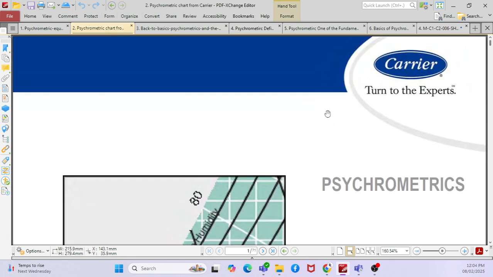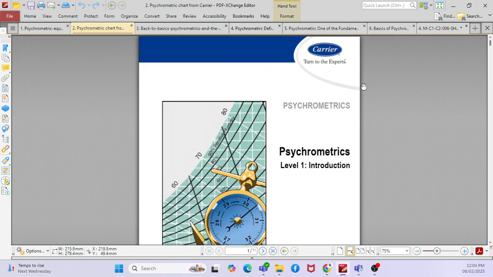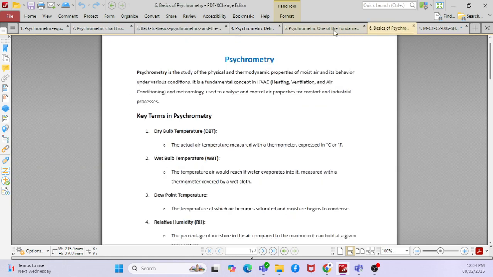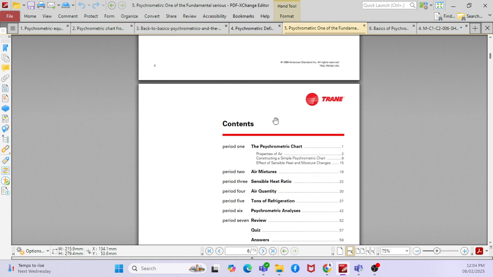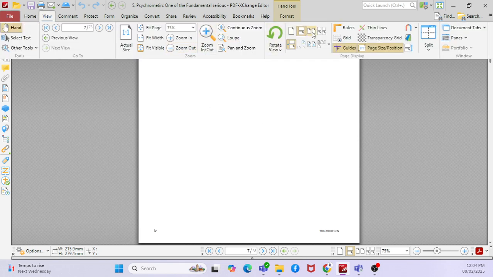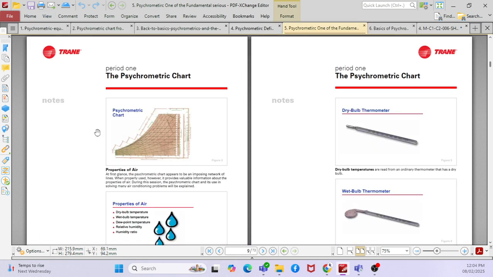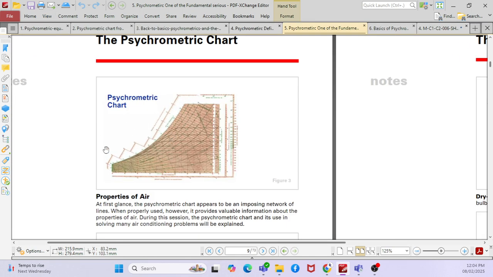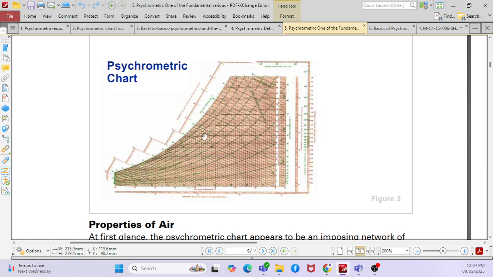Say for example, if you go to the psychometric chart from one of the manufacturers, say Trane, you can see that there is a psychometric chart. You will find it on the internet, or there is a paper version, basically a psychometric chart.